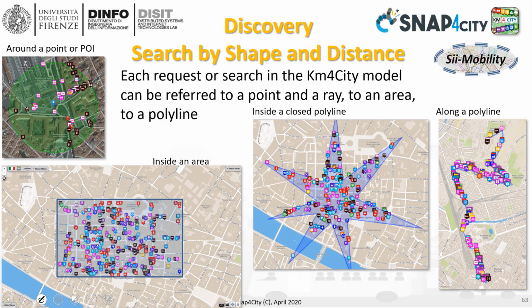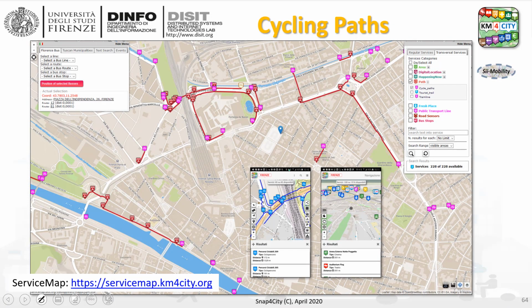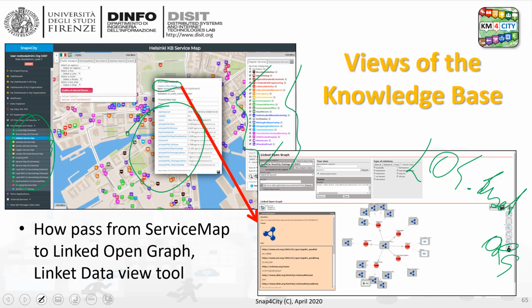You can search in a special shape, or you can search along a path. You can really test almost everything from the service map, including the routing algorithm, multimodal routing, and the text search, and most of the APIs, the Smart City APIs, can be tested by using the service map. This will be better explained in section 7 of this course.